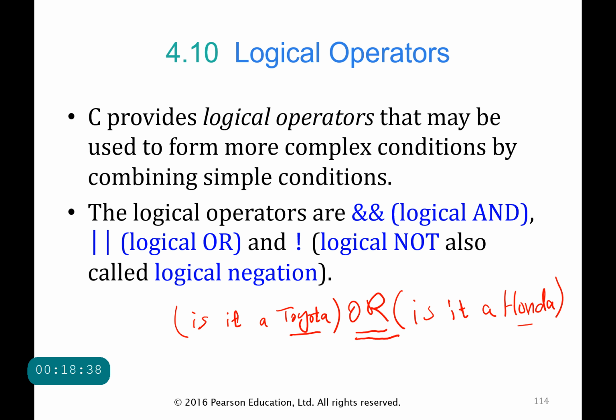So even if I like the car, even if it is in my budget, even if it has valid documentation, if those things are satisfied, the other factor that I'm putting is, is it a Toyota or is it a Honda? Now, if one of these conditions is satisfied, then you can buy the car. Now, this would be or versus an and. So in this case, it's, is it a Toyota or is it a Honda? So what these statements basically allow you to do is build more complex conditions to make decisions.